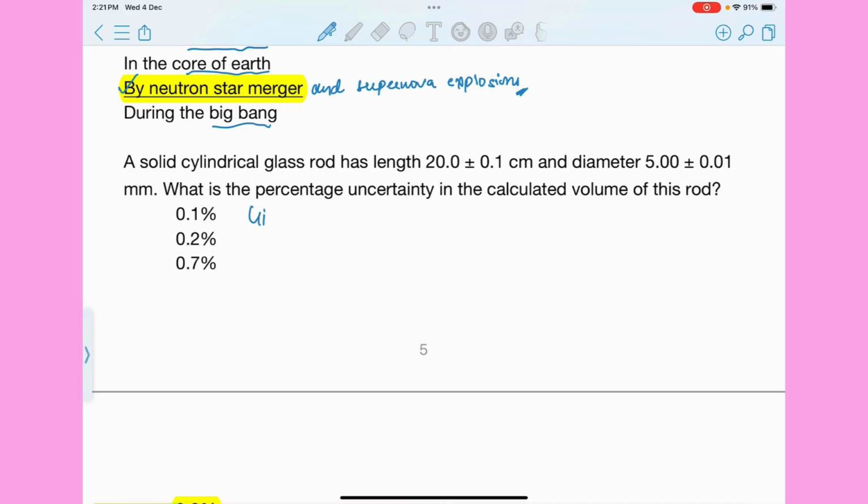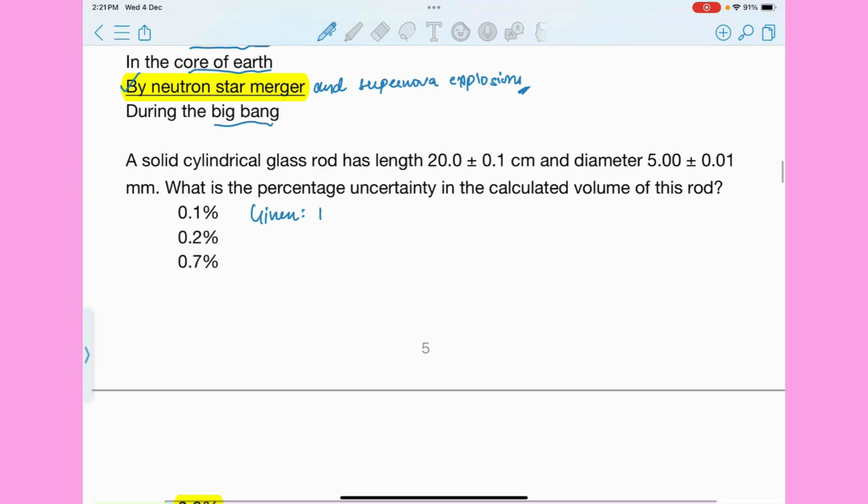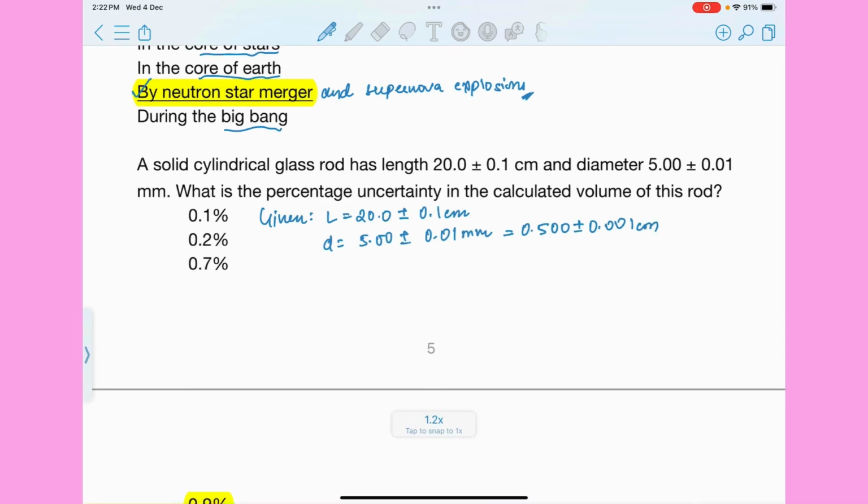So given that we have length equal to 20 plus minus 0.1 centimeter and the diameter equal to 5 plus minus 0.01 millimeter. Let's convert this millimeter to centimeter. It will become 0.500 plus minus 0.001 centimeter. From this, the radius will now become 0.25 centimeter plus minus 0.0005 centimeter.